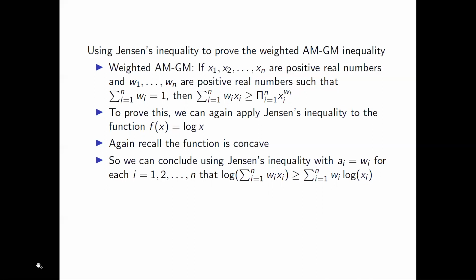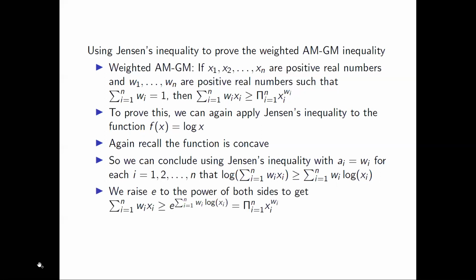We'll do the same thing we did on the previous slide. We'll raise e to the power of both sides. And that gives us the sum from i equals 1 to n of wi xi is greater than or equal to e to the sum from i equals 1 to n of wi times log of xi. And that simplifies to the product from i equals 1 to n of xi to the wi. So that's the weighted AM-GM.